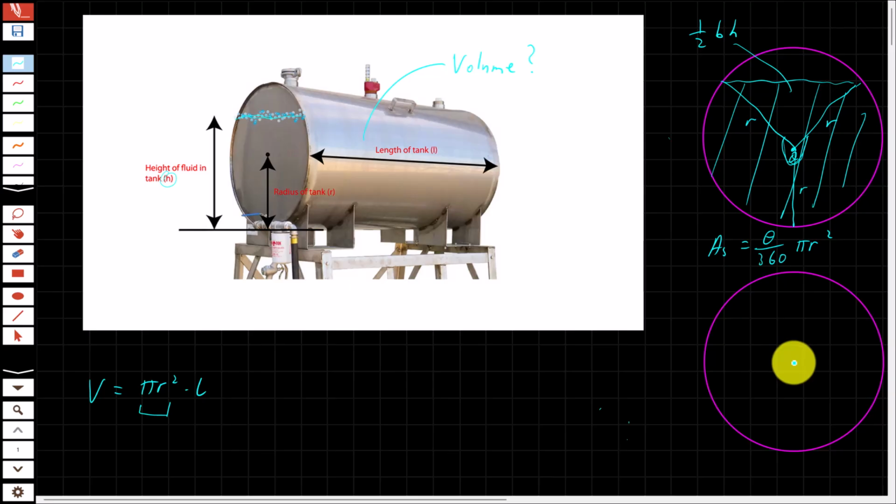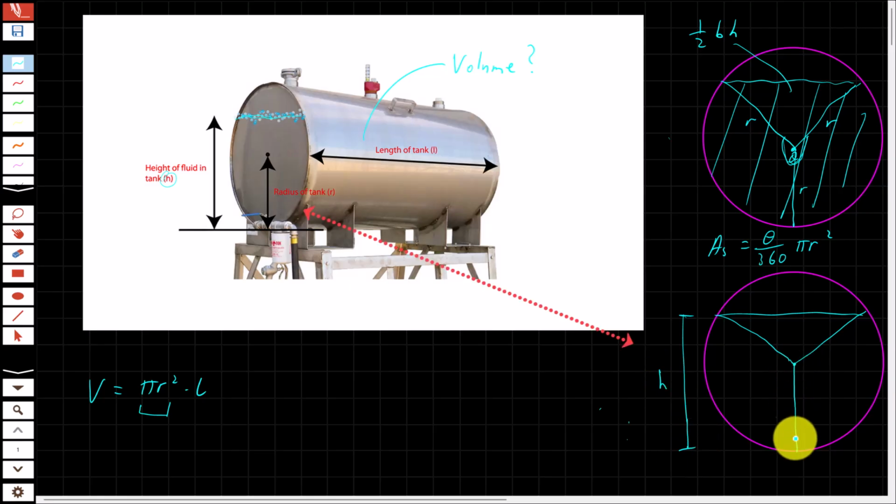So let's neaten this diagram up. We have a triangle there. That's the water level there. We know that the distance from there to the base of the tank is h, and we know the radius is r. So we know this distance here from the center of the tank to the fluid level is h take r, but we don't know this distance from there to there.